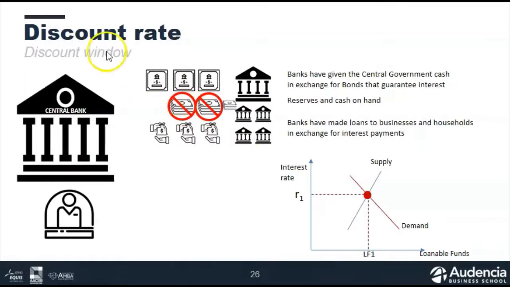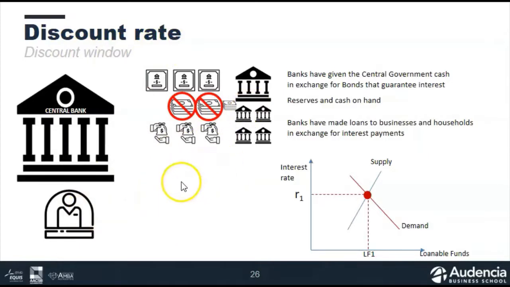So the last policy that does exist is using what we call the discount window. So the central bank is here. It has money. It can print money. It can make money available. And they have a window, a teller. And this window is there to serve the needs of commercial banks. And so the central bank can loan money to commercial banks at what we call the discount rate. And that's the interest rate that banks will pay.